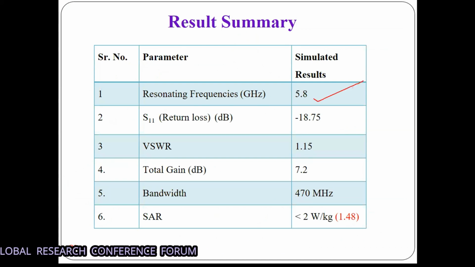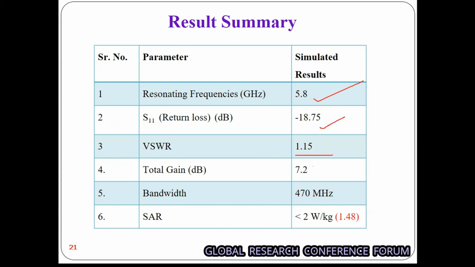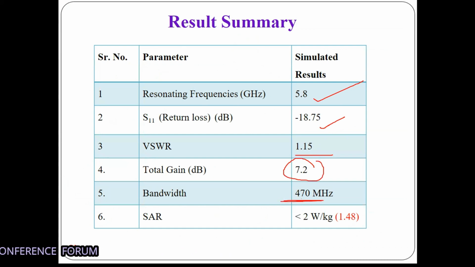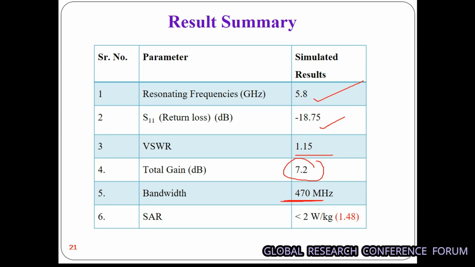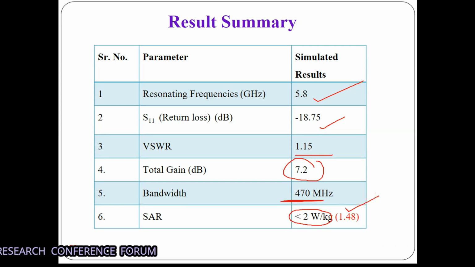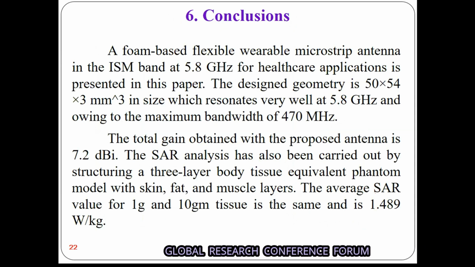Resonating frequency 5.8, S11 minus 18.75, VSWR is 1.15, total gain of 7.2 dB. Bandwidth, very important for any antenna, is 470 megahertz. And SAR, ideally it should be less than 2 watt per kg. I obtained 1.48. So this is a well-designed antenna that I have simulated with the help of ANSYS HFSS software.